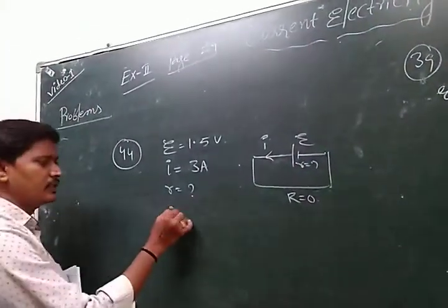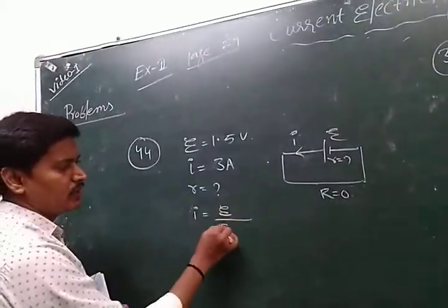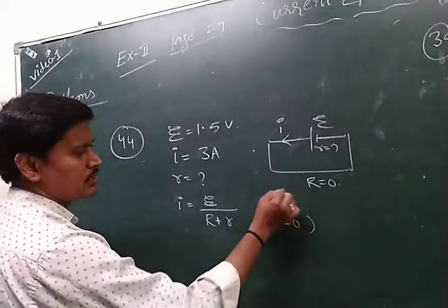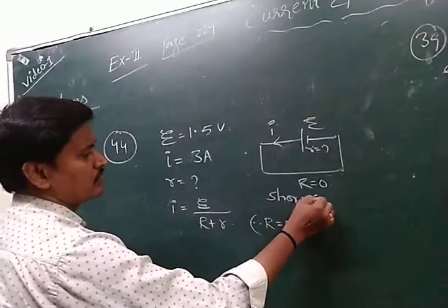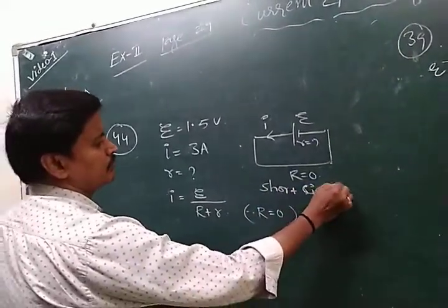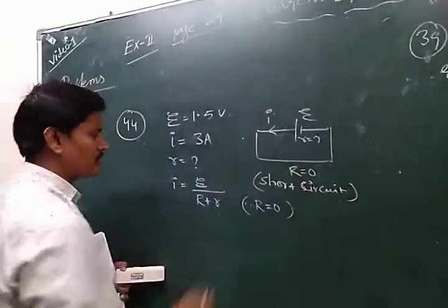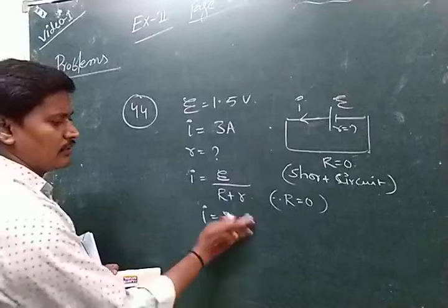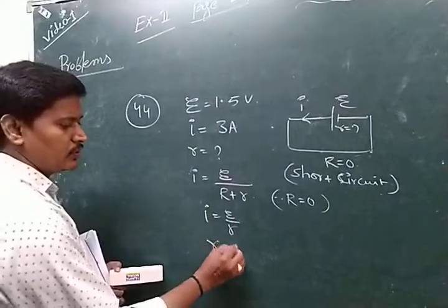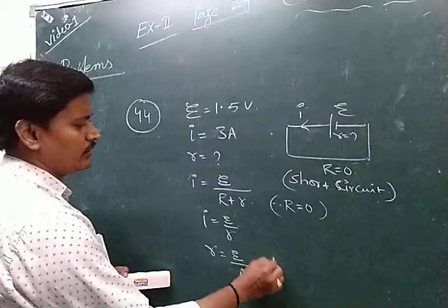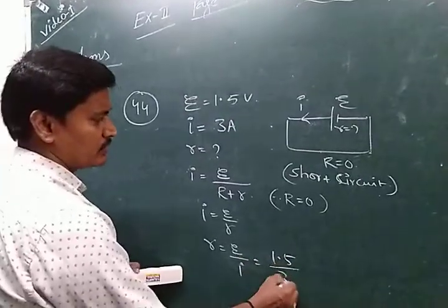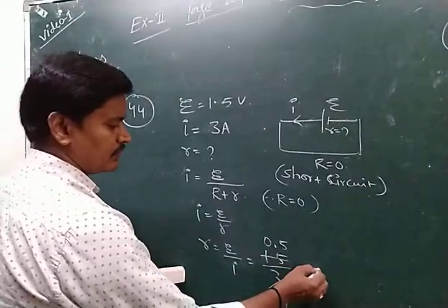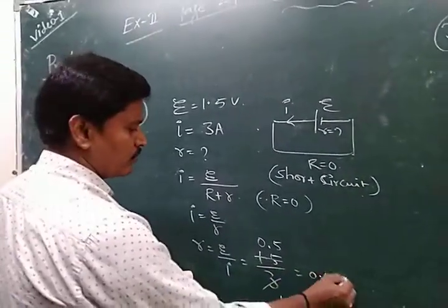Then I is equal to total EMF by total resistance. Here capital R is 0, because it is a short circuit, which means external resistance capital R is 0. So I is equal to E by small r. Therefore, r is equal to E by I. E value 1.5 divided by 3 gives 0.5. Therefore, 0.5 ohms.